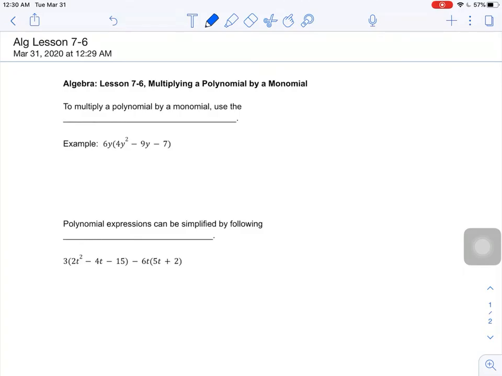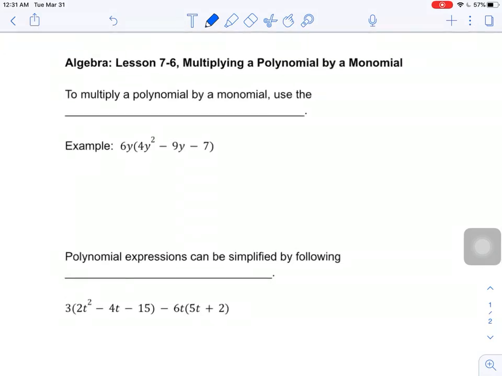There's a lot to say about multiplying polynomials, which is why it's spread over two lessons. So today what we're going to work with is actually not multiplying a polynomial by a polynomial. We're going to talk about multiplying a polynomial by a monomial, because that is the first step in multiplying a polynomial by a polynomial, which you're going to talk about tomorrow. One step at a time. So today we're going to focus on a polynomial times a monomial.